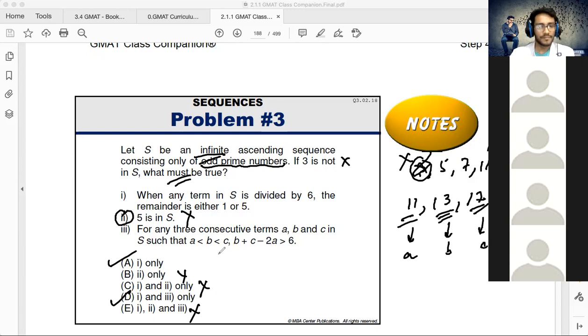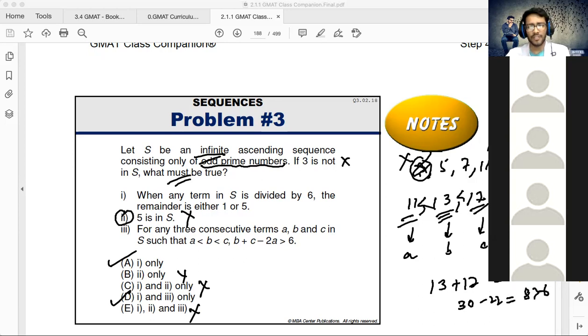A, B, C, such that A is less than B less than C. Of course, A is less than B less than C. Okay, B plus C minus 2A. B plus C, 13 plus 17, is how much? 13 plus 17 minus 2 times A, minus 22. 13 plus 17 is 30. 30 minus 22 is 8. 8 is greater than 6. This is for the one sequence.